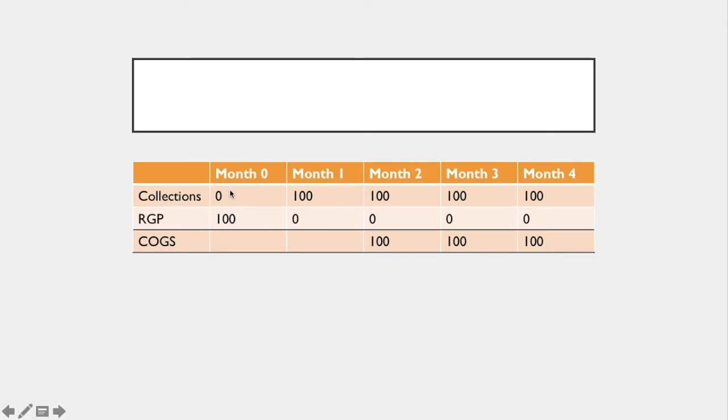So at month 0, no collections yet, so the unrealized balance of the gross profit is 100. At month 1, the moment you receive 100, of course you apply it as realized gross profit. The subsequent collections are made to recover the cost. So as you can see, this is the reason why this is not an accepted practice, because it violates the principle of conservatism.